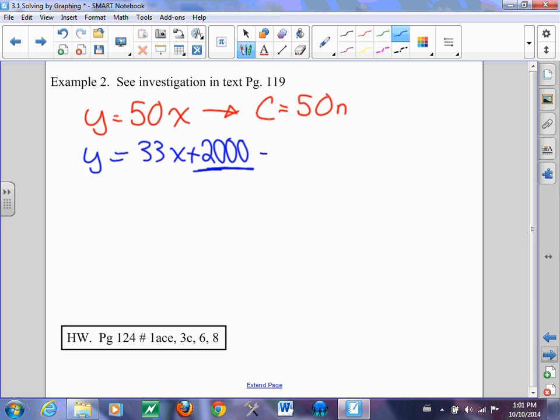Okay, and if I transfer this over to what we use for word problems, it's the cost. So the total cost is going to be $33 per person, where n is the number of people, plus your initial fee, which is your hall rental fee.